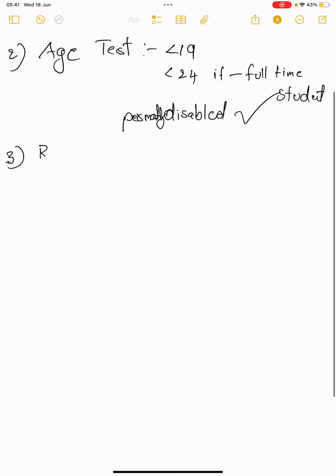the residency test. In the residency test, the child is supposed to be living with you for more than half of the year. There are some exceptions. If he is going to military service or vacation or holidays, something like that, it's okay.